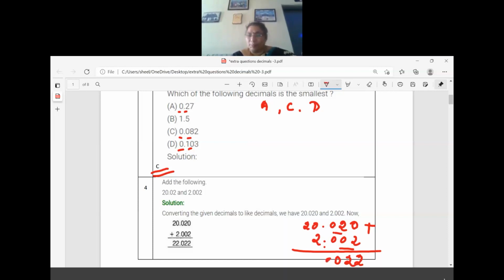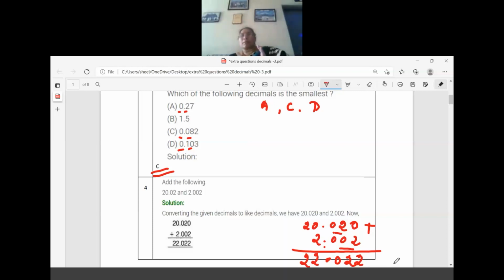Then what is the next step? The decimal point should coincide. 20 plus 2 is, that is 0 plus 2, it is 2, then 22. So what is the answer we are getting? 22.022 only.